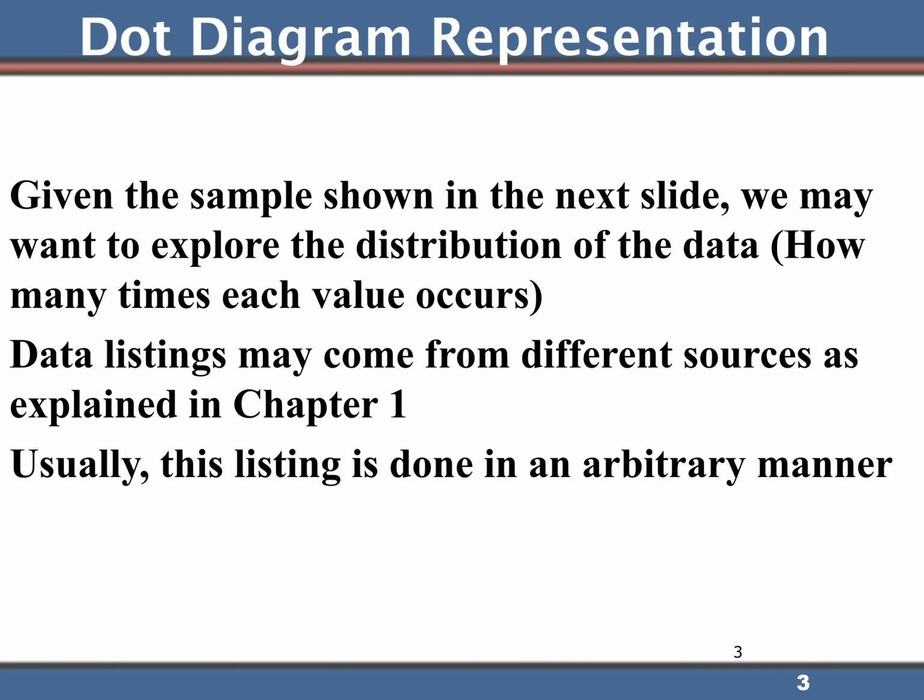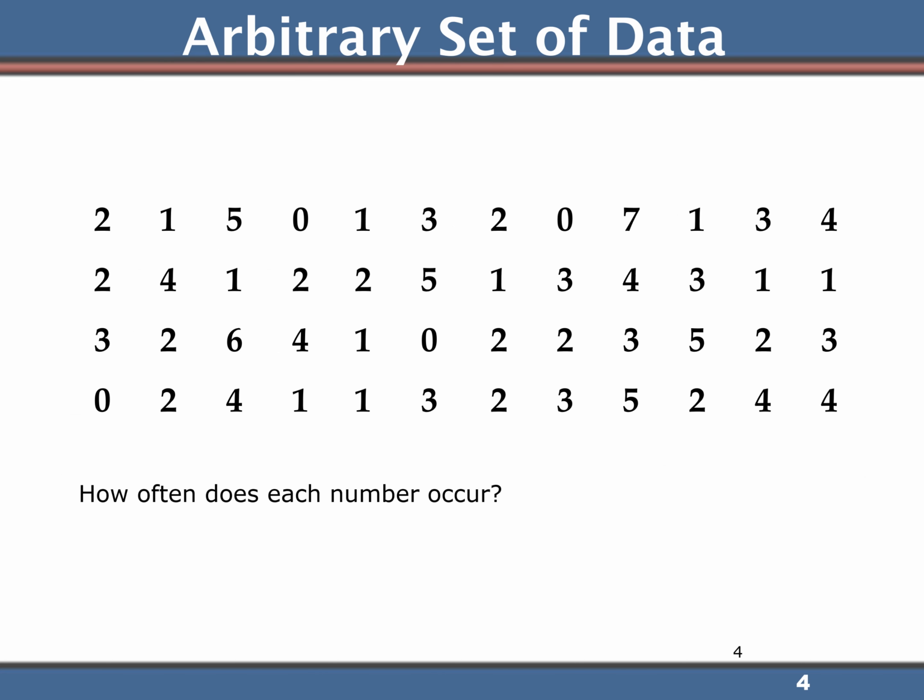Dot diagrams are formed by making categories, either horizontally or vertically, and recording data by placing a dot or an asterisk for each value of the data. Here we have an arbitrary set of data, and we want to construct a dot diagram for this set of data.